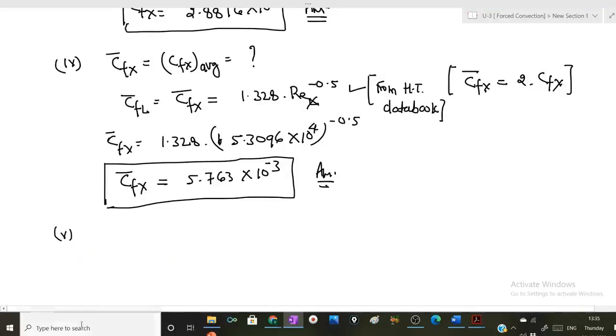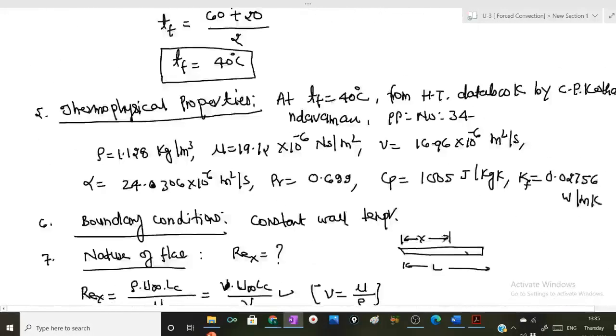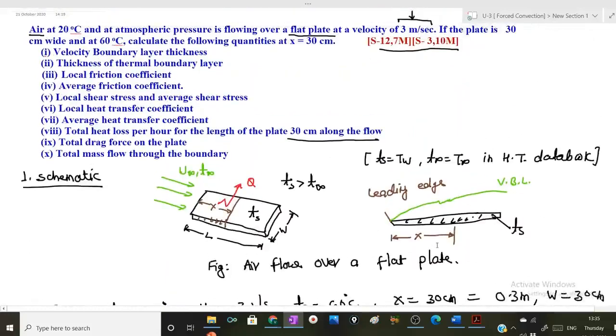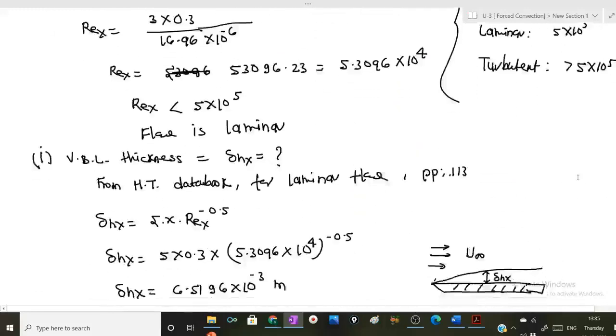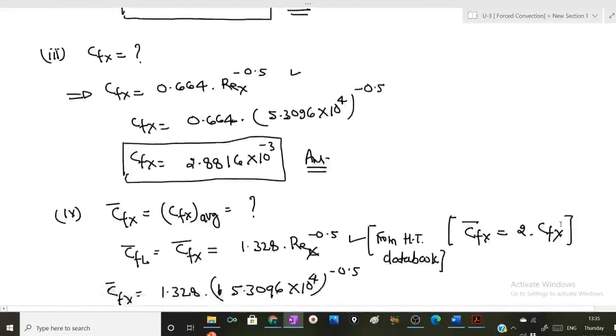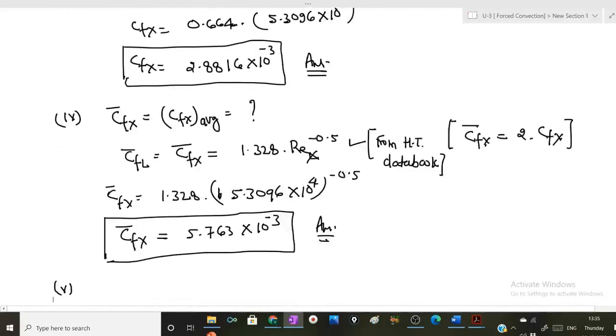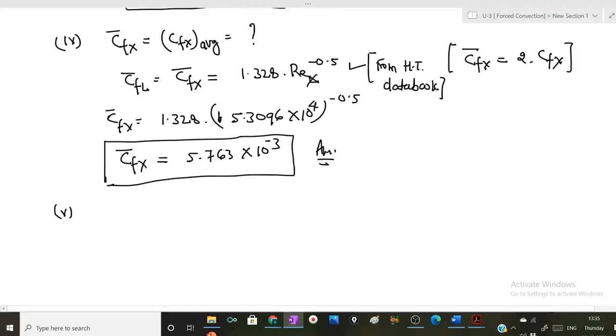Okay. Now point number 5 is local shear stress and average shear stress. Local shear stress is represented by tau x, and average shear stress is represented by bar tau x.